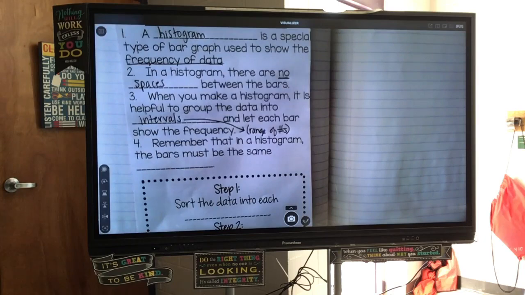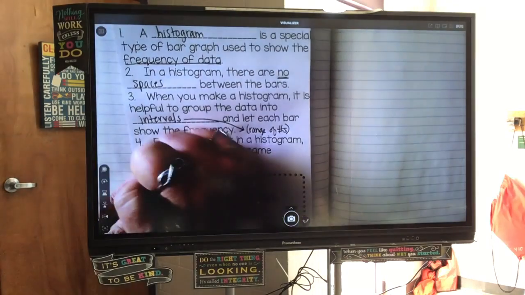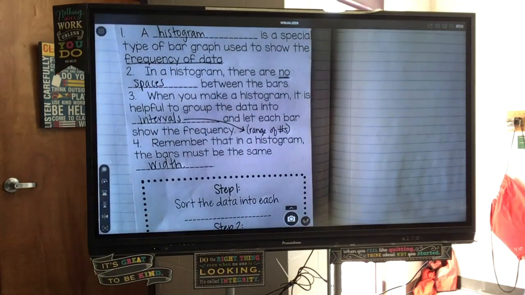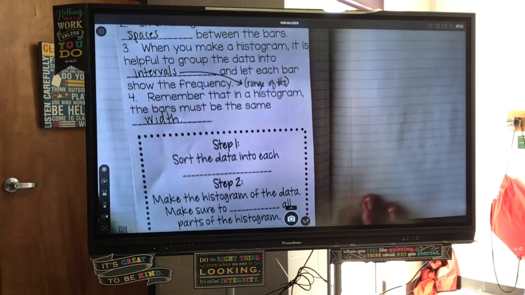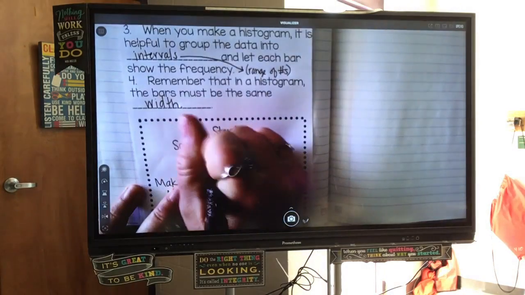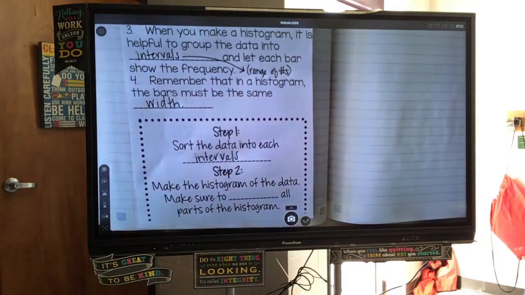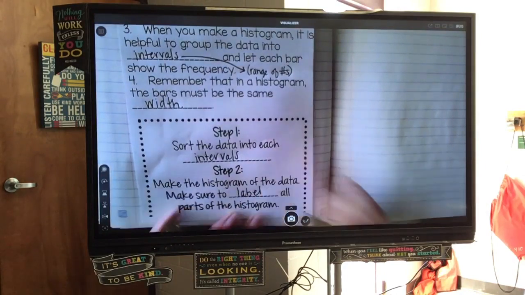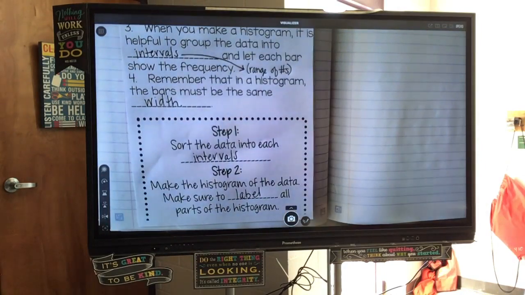Remember that in a histogram, the bars must be the same width. Now obviously we are human, so it is going to be a little off, but for the most part it should be as close to the same as possible. Alright, so there are 2 steps. Step number 1, you're going to sort your data into those intervals. And then step number 2, you're going to make the histogram of the data. Make sure to label all of the parts of the histogram. Alright, go ahead and get those notes glued in.